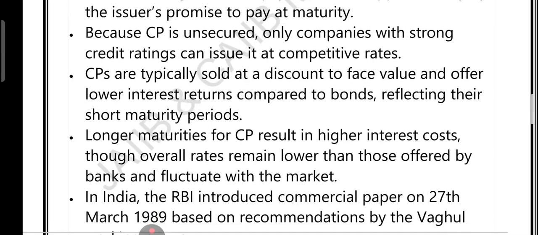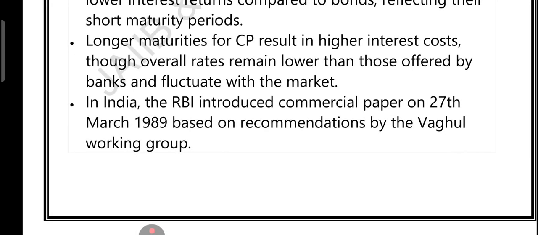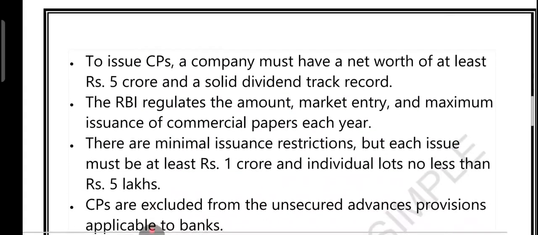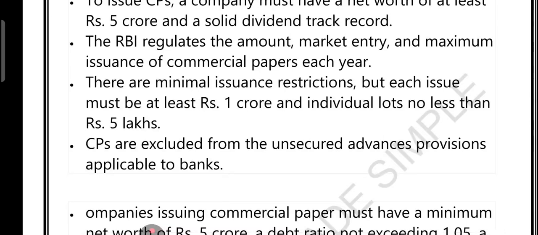Obviously, right. In India, RBI introduced CP in the year 1989 based on the Vaghul Committee recommendation. Remember the name? Vaghul Committee. To issue a CP, a company must have a net worth of at least 5 crore and a good dividend paying history. RBI regulates CP volume every year. Minimum issue is 1 crore, minimum lot is 5 lakh, right? So an individual lot should not be less than 5 lakh and the minimum issue is 1 crore.